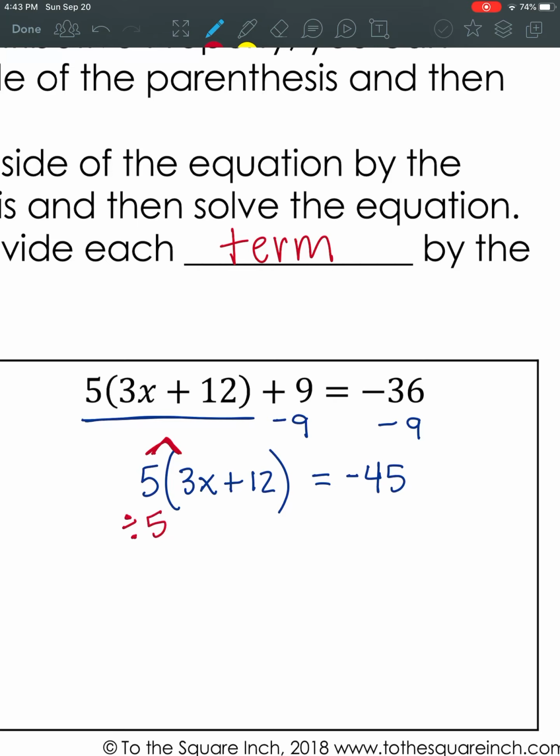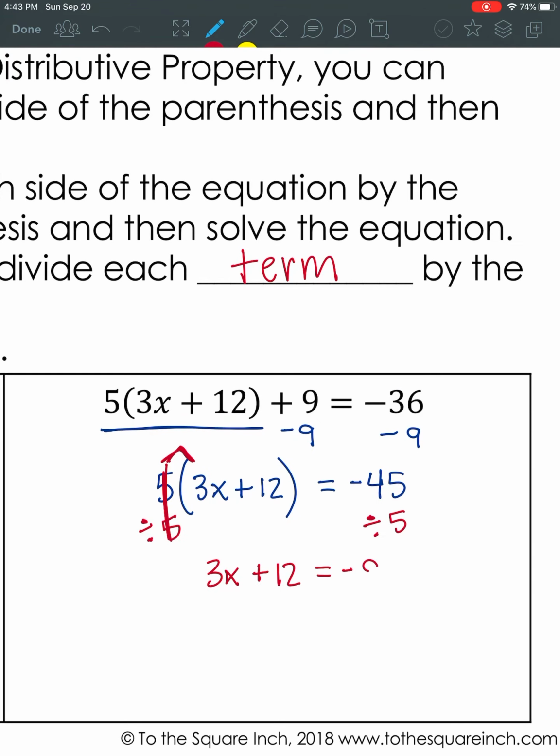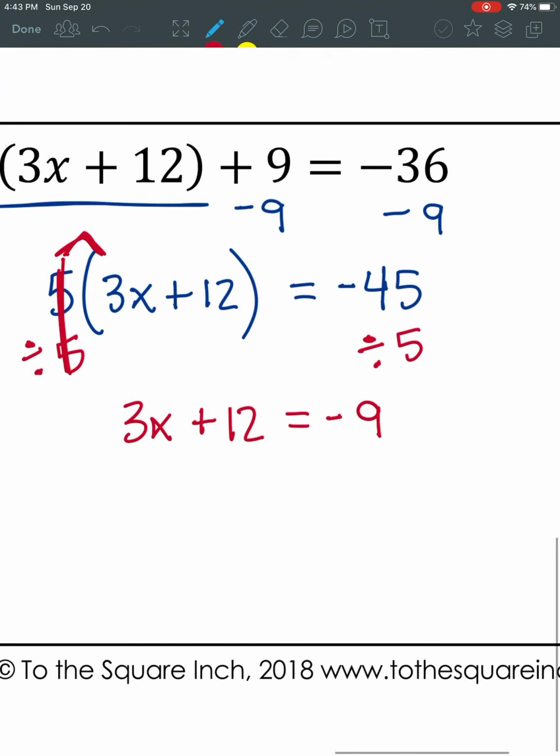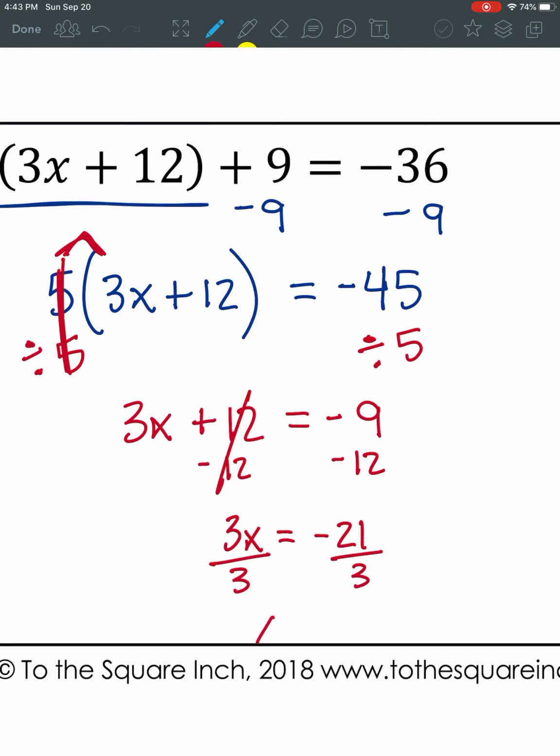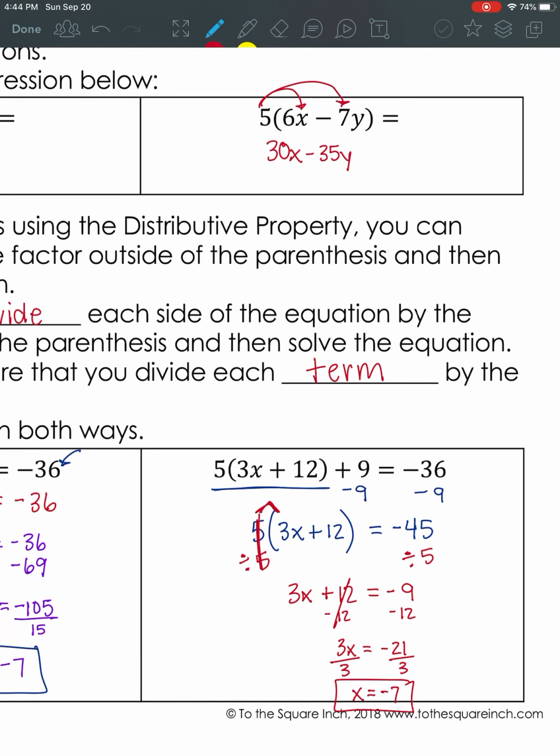Now, to get rid of this parentheses, this means multiply the 5 times the parentheses. So the opposite, we're going to divide both sides by 5. And when we do that, 5 divided by 5, well then this 5 outside the parentheses goes away, and we just have 3x plus 12 equals, and then negative 45 divided by 5 is negative 9. And then once you get here, it's a two-step equation. So we want to subtract, get rid of the constant first. We get 3x equals negative 21.